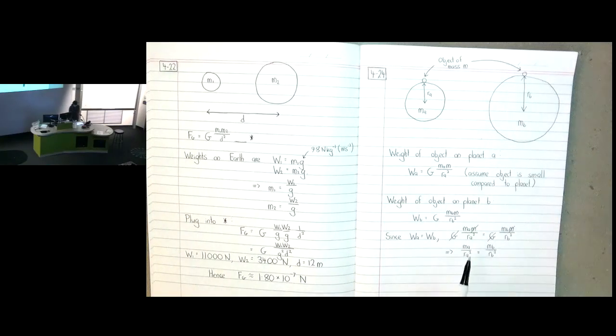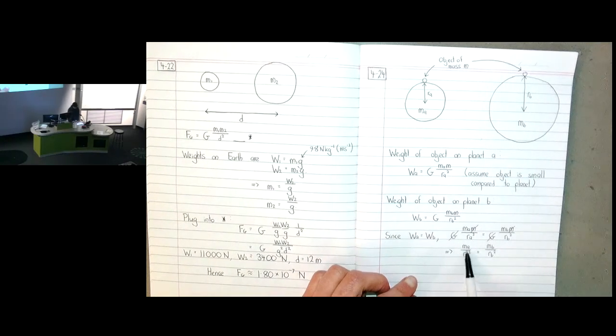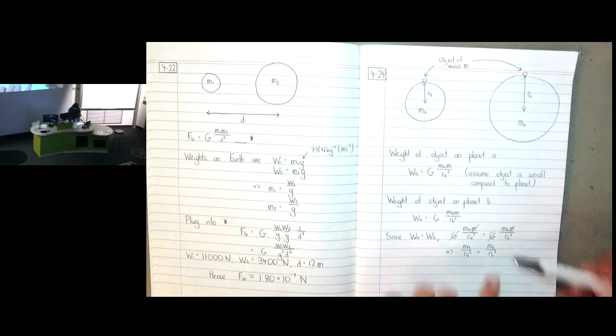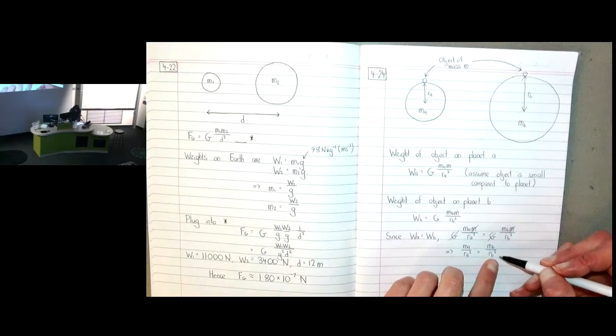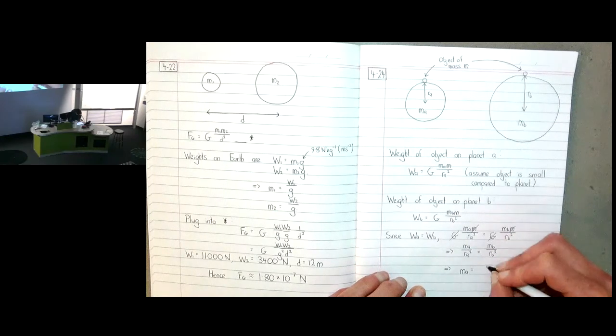Now what we want to know is RA divided by RB. So if we now multiply both sides of this equation by RA squared, see, this looks a bit bad because we've got RA squared in the denominator and we actually want it in the numerator and we want it divided by RB squared. So let's multiply both sides of this equation by RA squared. So if we do that, we'll end up with just the mass of planet A is equal to the mass of planet B divided by the radius of planet B squared times the radius of planet A squared.